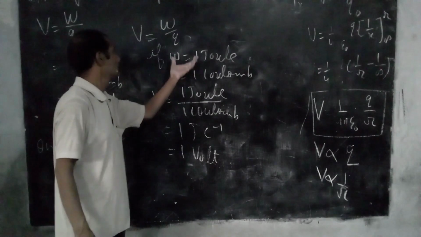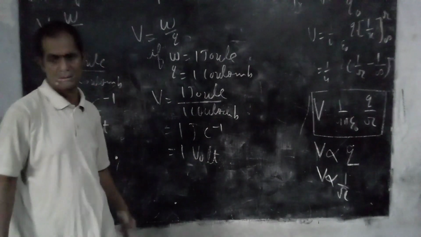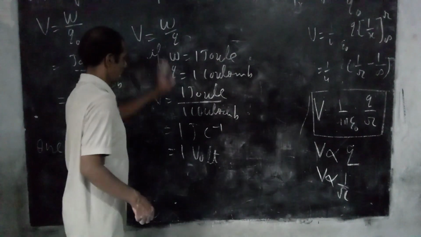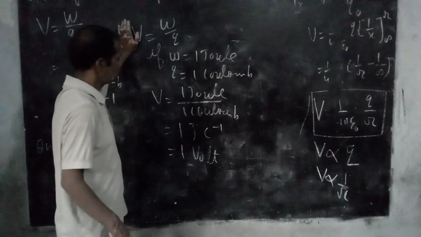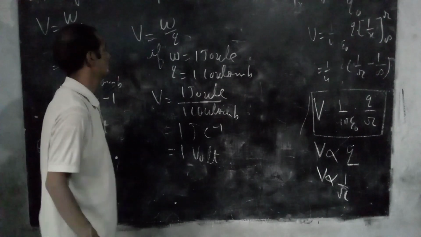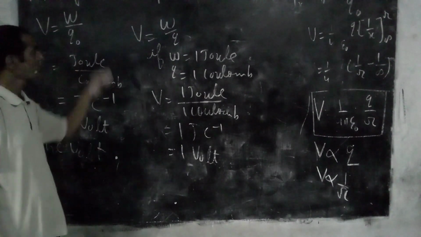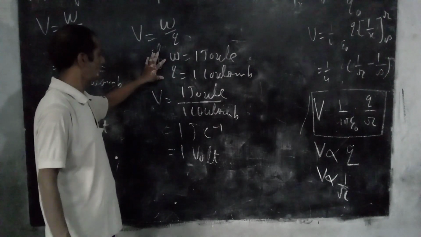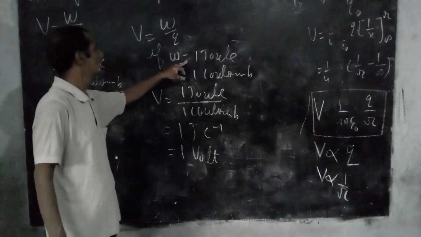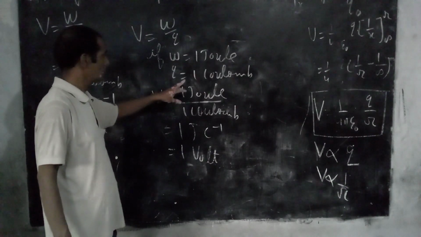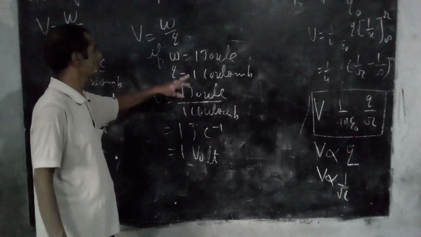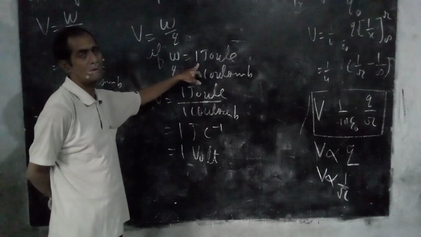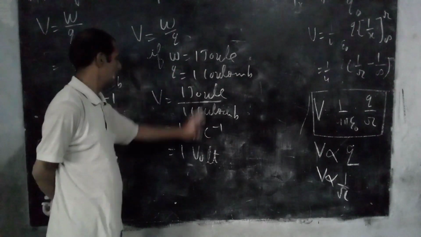This mathematical step defines 1 volt. How do you define it? This is the amount of work required to bring 1 coulomb charge from infinity to point P, and this work is equal to 1 joule.